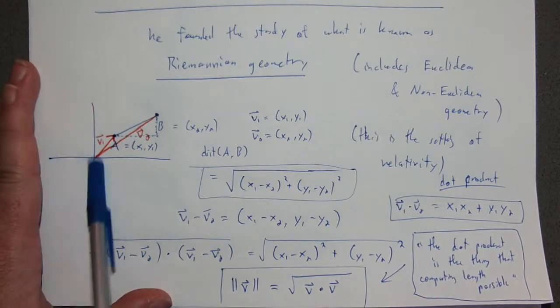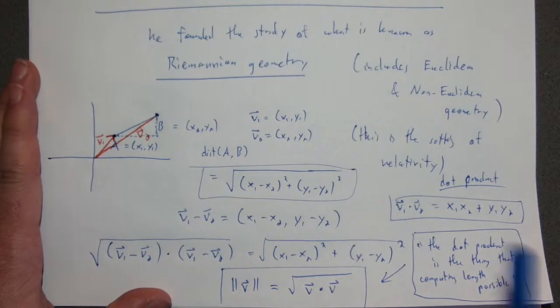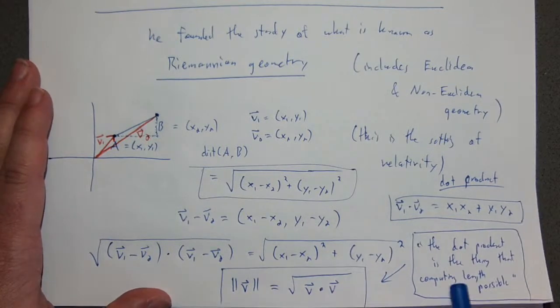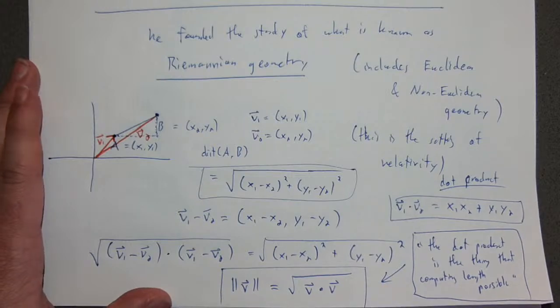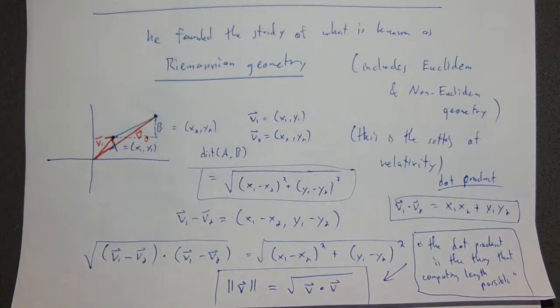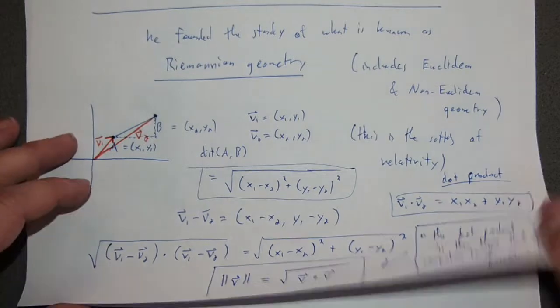So on the Euclidean plane and in Euclidean space, there's the dot product. This is our way of computing length. That dot product allows all the lengths that you know of to be computed, and computing length in that way and computing angles in the usual way, that's me doing Euclidean geometry. That's how this works. Okay, so what was Riemann's idea?